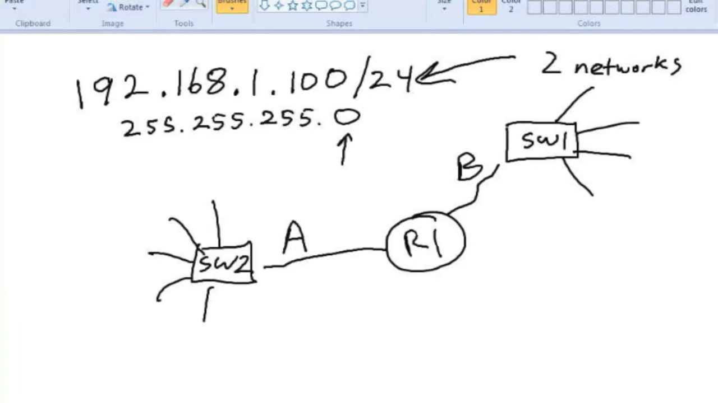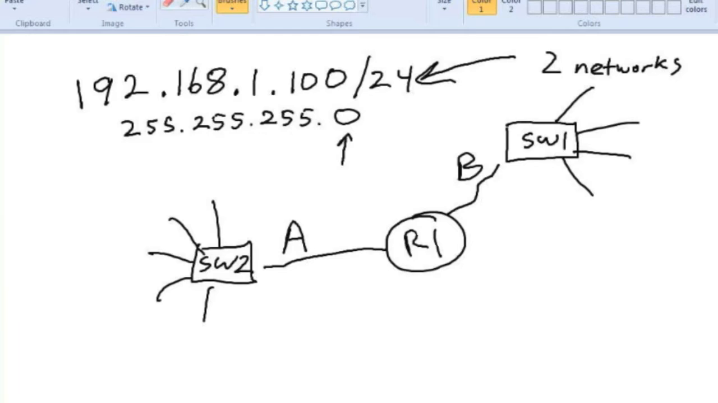That's how this works. You want to take a network address that you have and break it up into different sub-networks. Pretty cool, huh? Pretty cool. Okay.